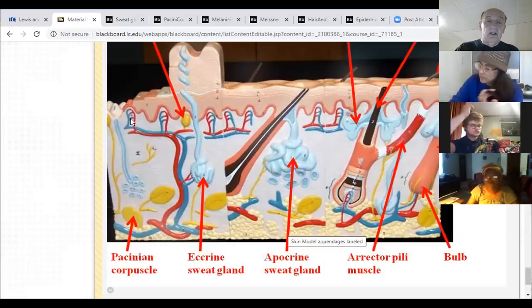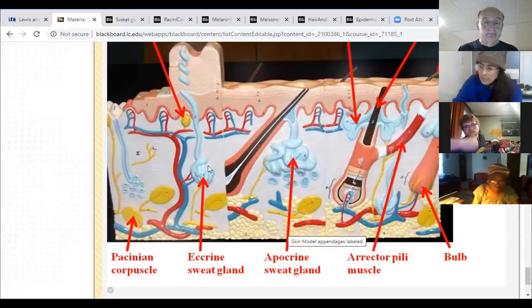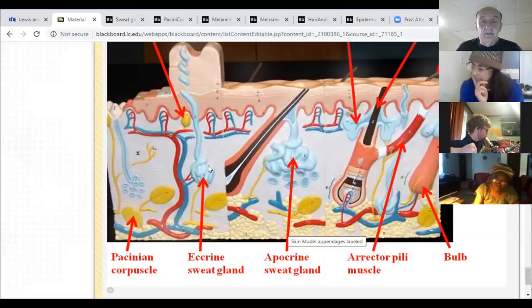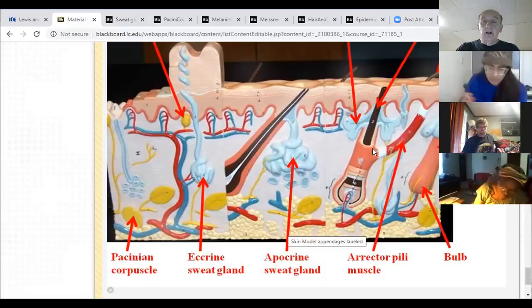So again, functionally, the eccrine sweat glands are the most important sweat glands. They give us the ability to regulate body temperature. Any questions about these structures, these appendages, the hair, erector pili, hair root and hair shaft, and the two sweat glands?